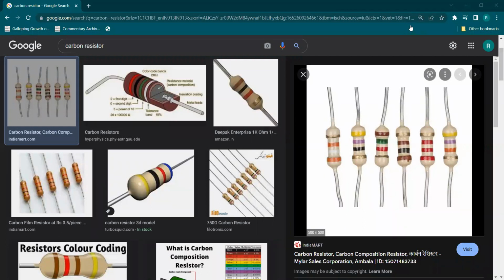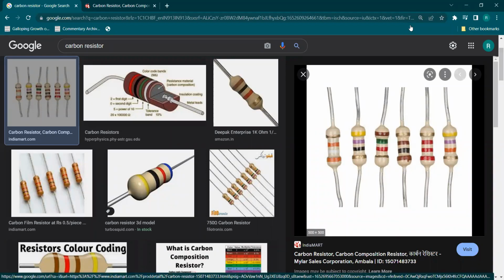So this is what a carbon resistor looks like. If you focus here, on this thing here, not this one, you see that these are colors. They're different colors, and there are 4 bands of color. If you look closely, 4 bands: 1, 2, 3, 4. Every resistor will have 4 bands of colors, and the band colors are not the same.